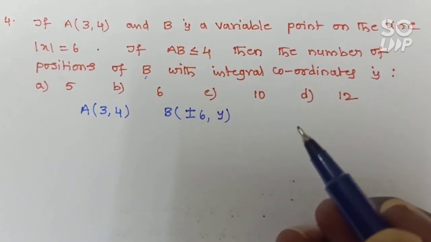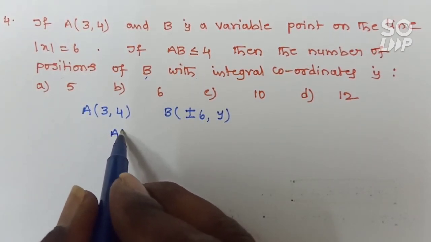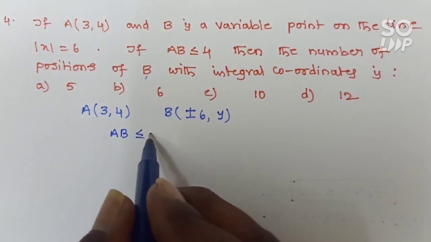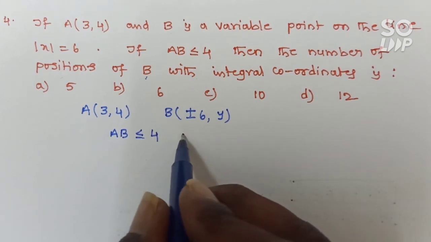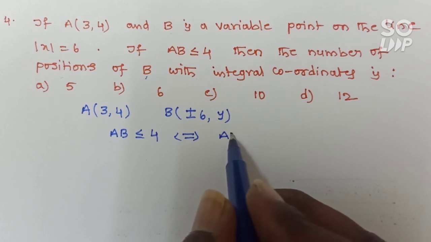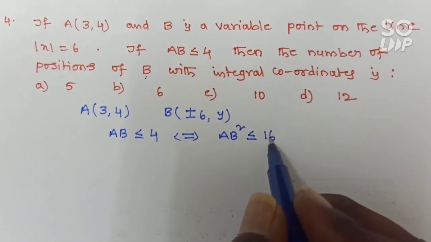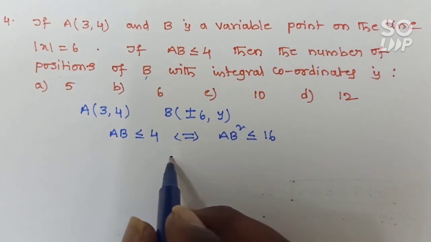So you take this one as that y. So here is that AB is less than or equal to 4. This is the given value. That implies AB squared is less than or equal to 16. You know how to write that AB squared.